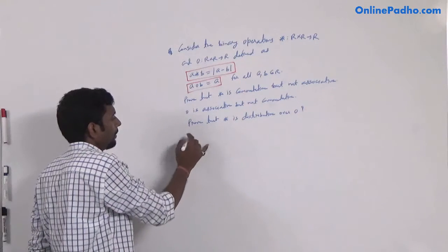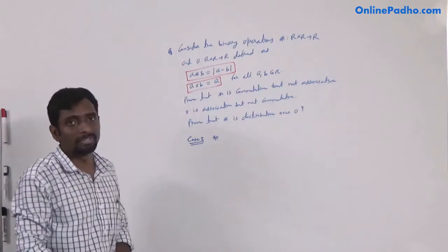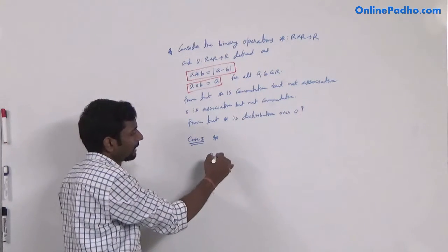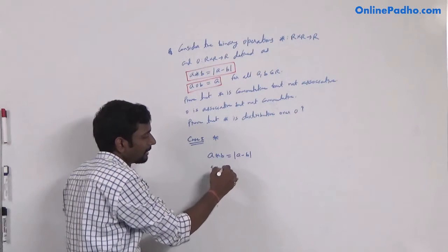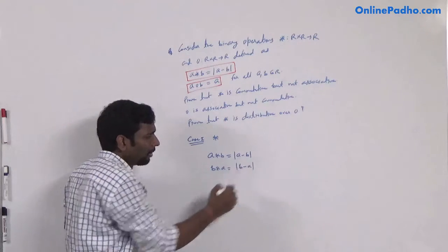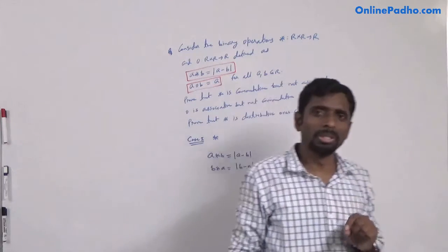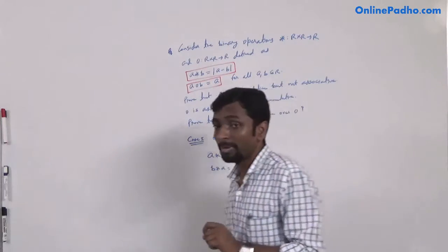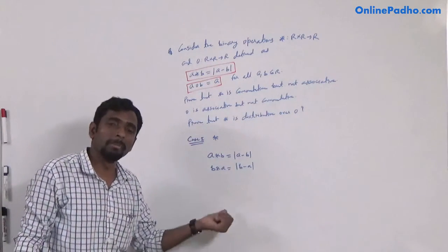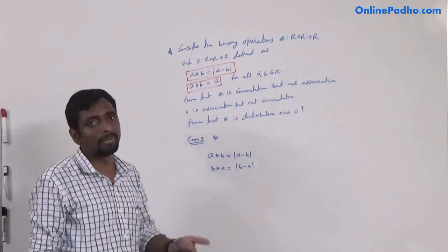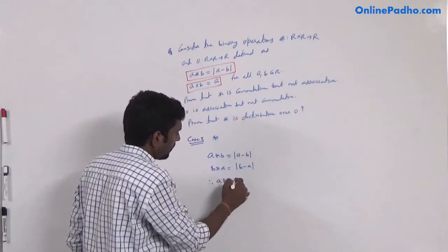So now, first case 1, star. First we have to check for star. So what do you mean by A star B? Mod A minus B. What do you mean by B star A? Mod B minus A. Do you know mod A minus B is equal to mod B minus A? Because in the modulus function both the values are the same. You know mod 3 minus 2 is equal to mod 2 minus 3. Mod 1 by 2 minus 1 is equal to mod 1 minus 1 by 2. It's very simple. So therefore A star B is equal to B star A.